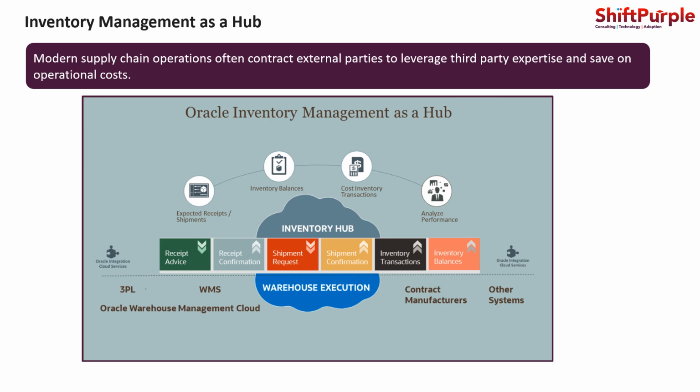So modern supply chain operations often contract external parties to leverage third-party expertise and save on operational cost. So you can see, you can have a receipt advice, receipt confirmation, shipment request, shipment confirmation, inventory transaction, and you can see the inventory balances. So these all lie under warehouse execution, and this concept is your inventory hub.